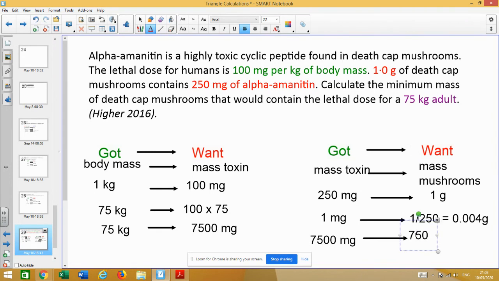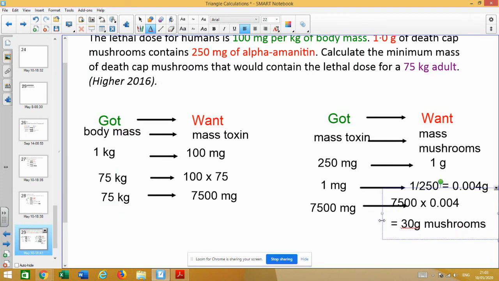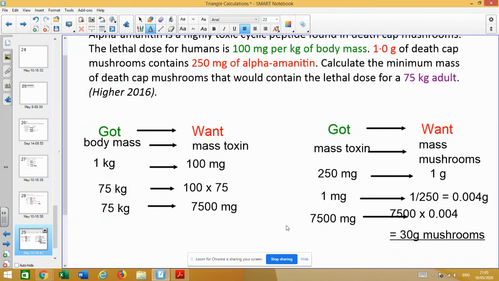So you have 7500 times 0.004, which gives you 30 grams of mushrooms to be lethal. So you'd have to eat a lot of mushroom risotto with these death cap mushrooms for them to be lethal. That's the most difficult this type of question that you're going to see.